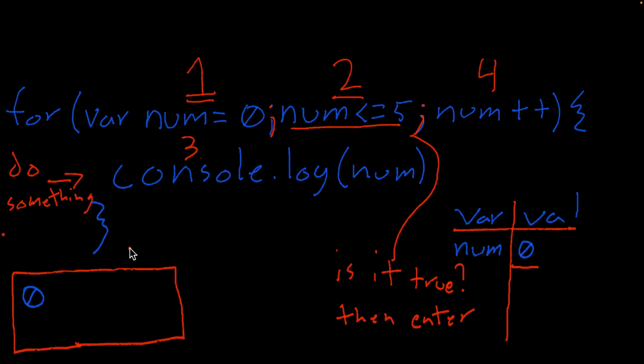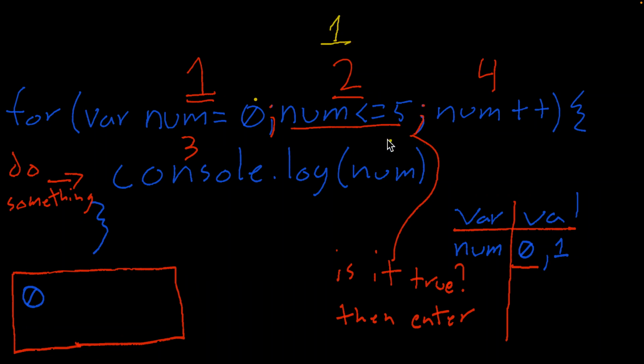And so now we go to step 4. We increase num by 1. So now the new value of num is 1. Once we've reached step 4, the new step 1, well, it goes always back to step 2.